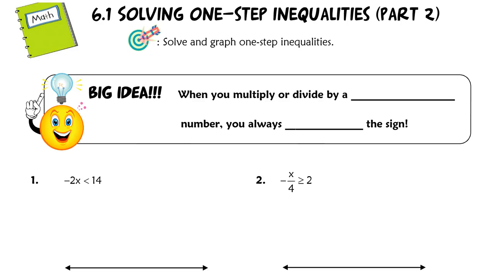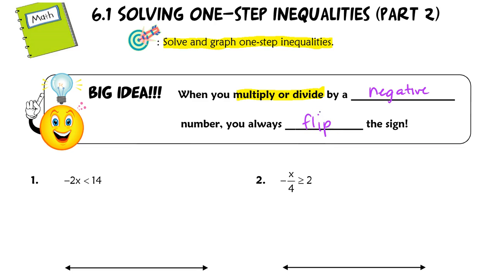This lesson is part 2 of section 6.1, solving one-step inequalities. So today we're going to continue to solve and graph one-step inequalities just like we did in class today. Now the big idea for this lesson is that whenever we have to multiply or divide by a negative number, we have to actually flip our inequality sign.